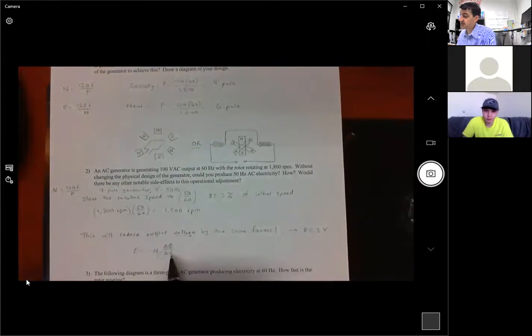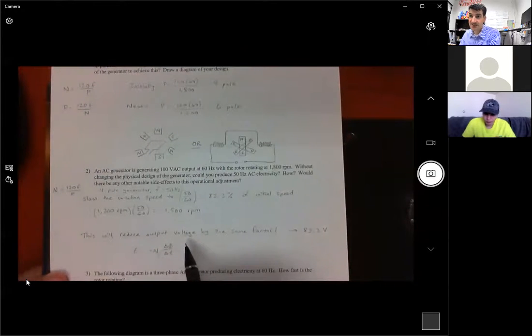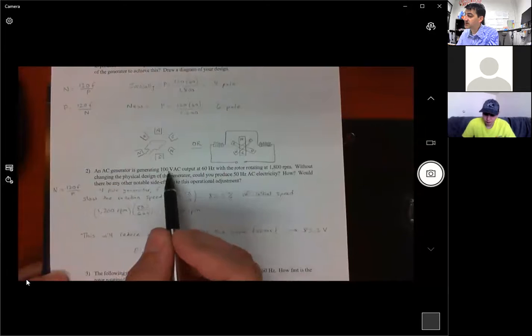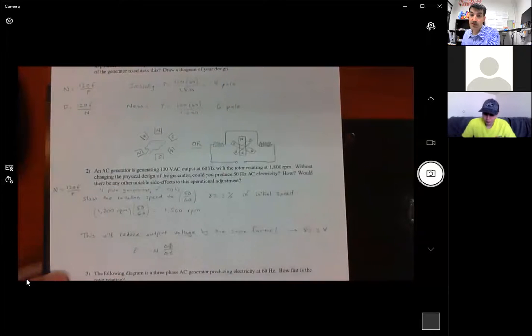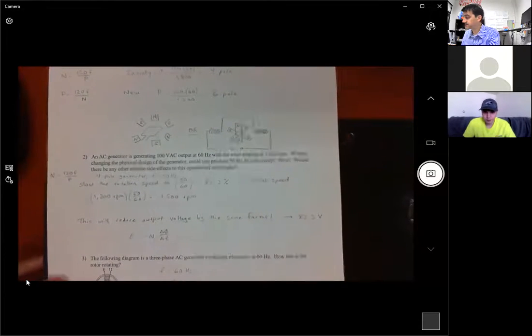So if delta T increases, then we are dividing by a larger number, and our result will be smaller. So this is going to reduce our output voltage by the same factor, because it's all linear in here. There are no exponents or anything. So it's all linear relationships. So if I reduce the frequency by 5/6, then I will also reduce the output voltage by 5/6. So instead of 100 volts AC output, I'm now going to get 83.3 volts output.